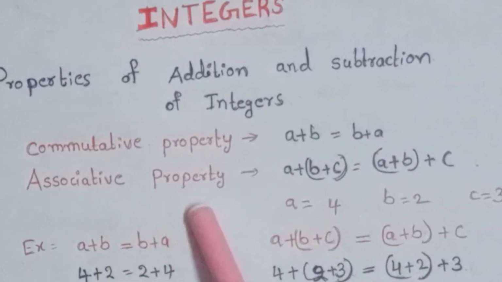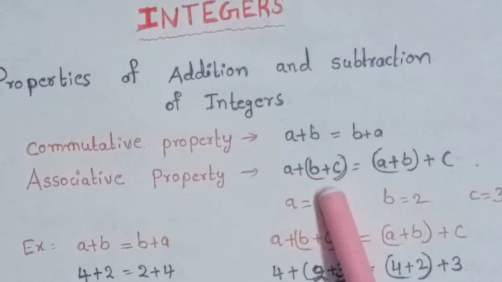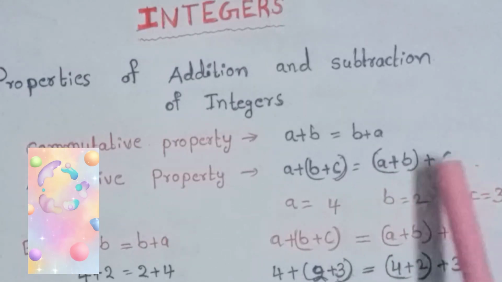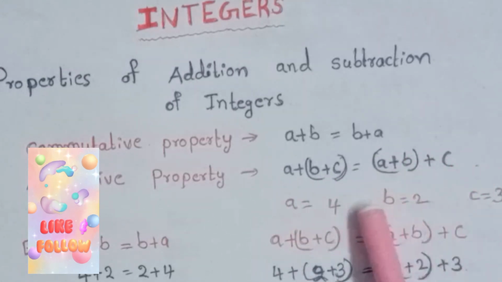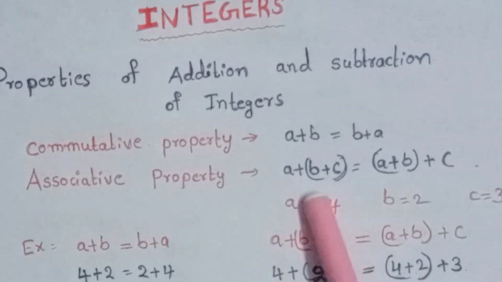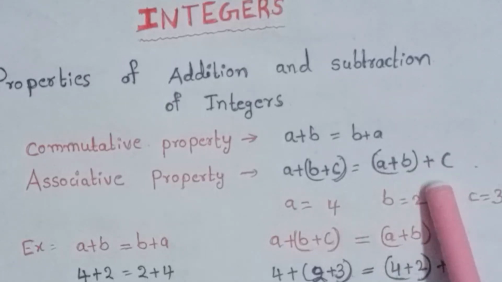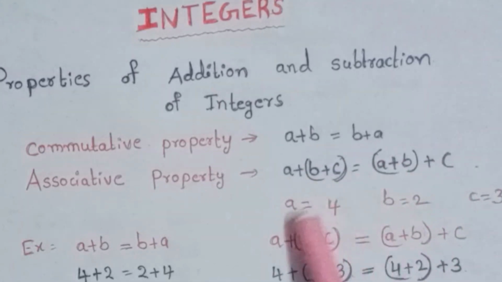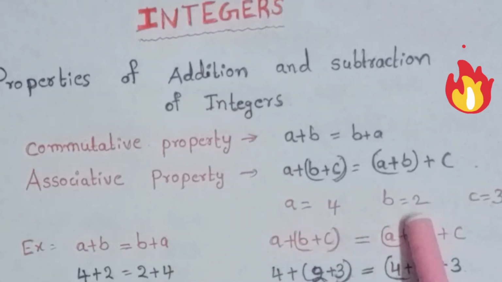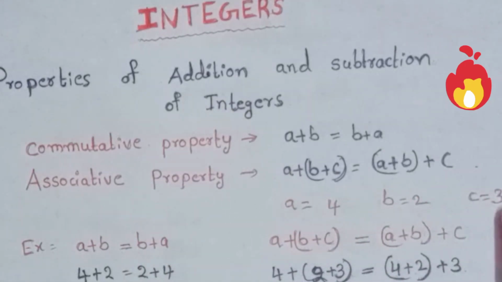In associative property, (a plus b) plus c is equal to a plus (b plus c). Left side, right side all are equal, which we prove that LHS equals RHS. There is order change, but the answer will come the same. So now prove it. Take the example, a plus b is equal to b plus a. a is equal to 4, b is equal to 2, c is equal to 3.